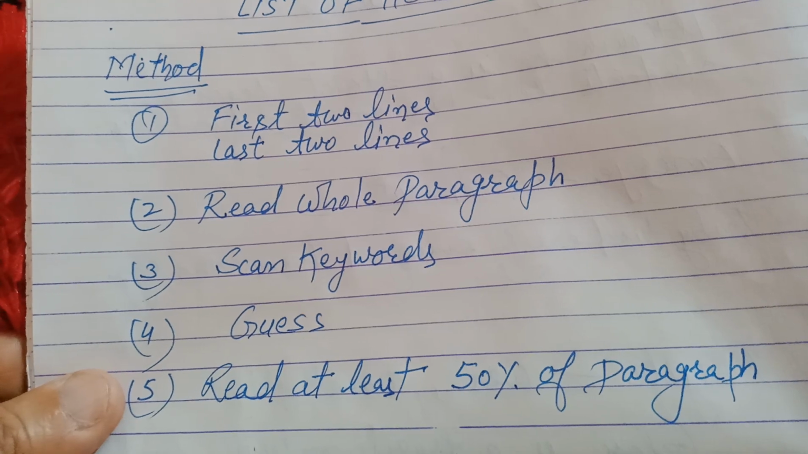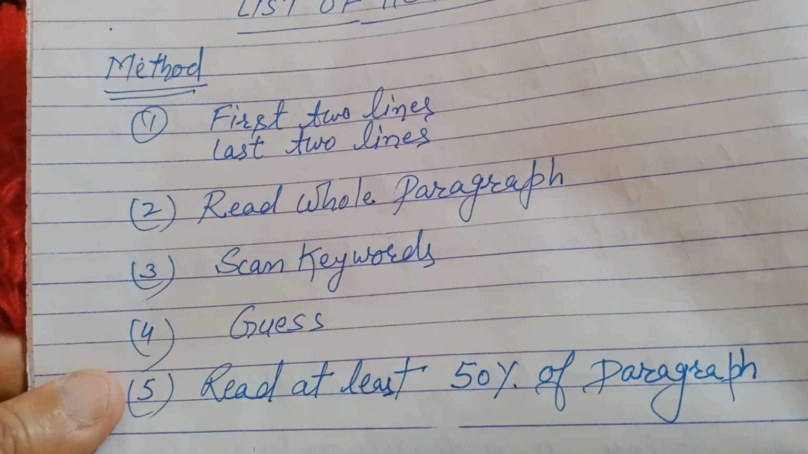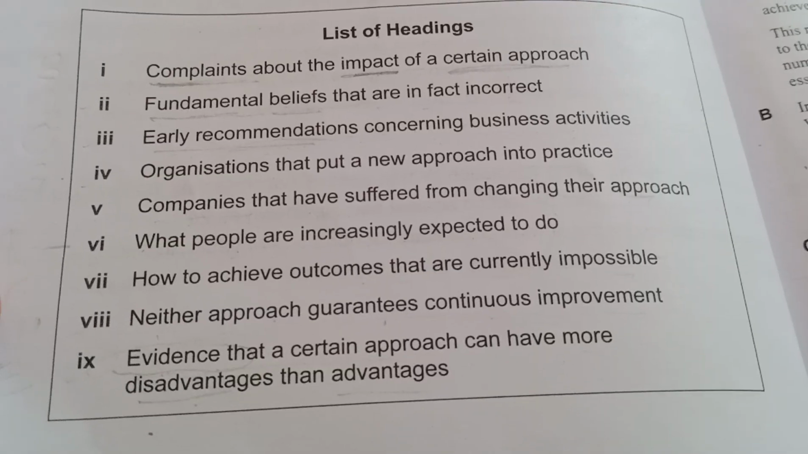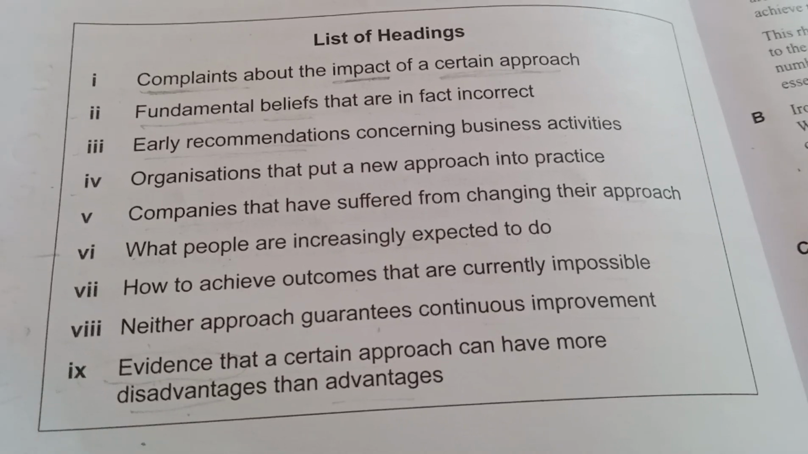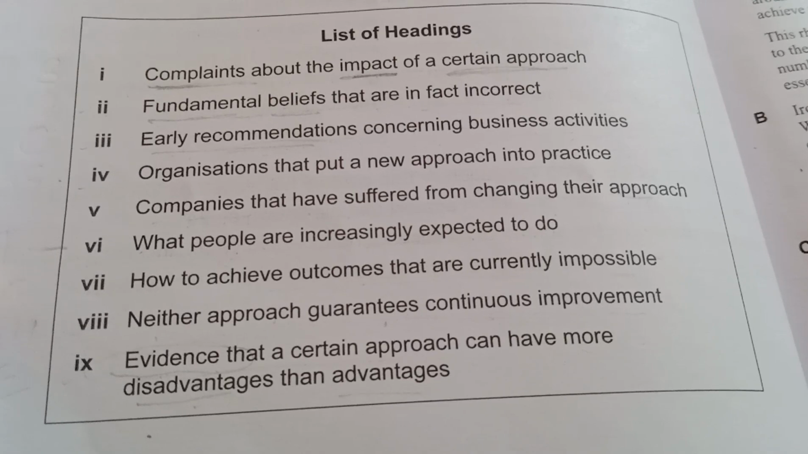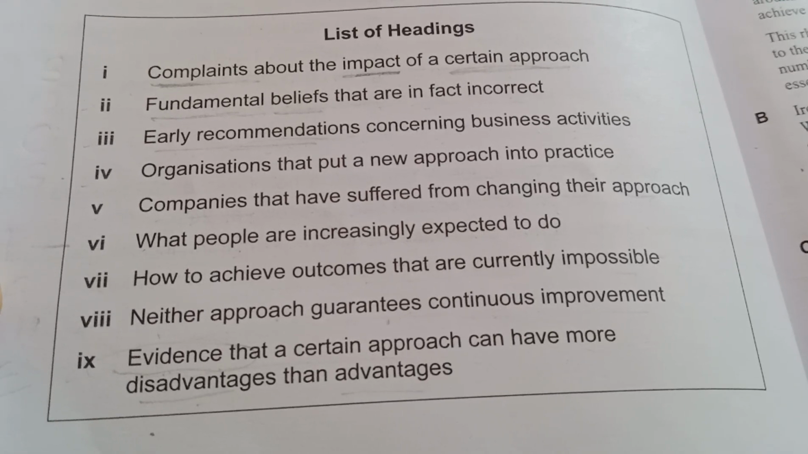So now I'm going to solve some reading paragraphs, try to apply these techniques, and suggest to you later which method is the best, and also tell you how you can make a guess. Before attempting this, what you need to do is read the list of heading statements and underline the keywords. That is very important. Also try to think about those statements.